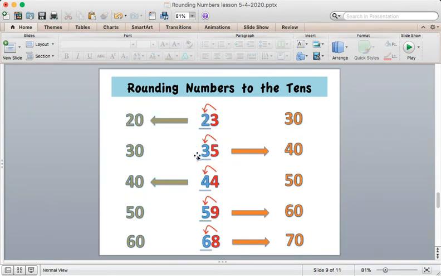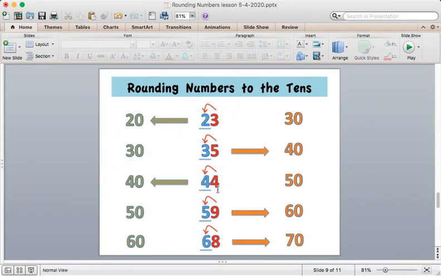Our next number is going to be 35. Same thing. Our ones column is in red. Our tens column is in blue. Tens column is underlined. Ones column has an arrow talking to the 3. 5 is 5 and above. Then you go to the higher 10. So 5 is telling that 3 it needs to change to a 4, and it goes to the higher 10. So you're rounding 35 to 40.